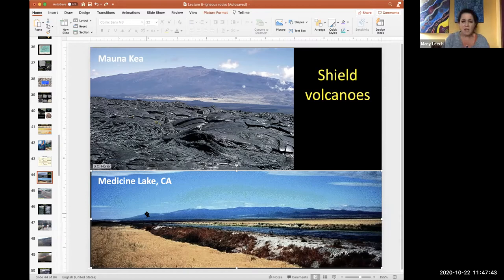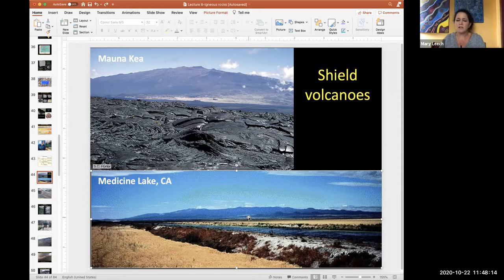It's spectacular. Even though I just said Medicine Lake or shield volcanoes erupt mafic lavas, there are spectacular obsidian and pumice flows on the Medicine Lake volcano. It's in a slightly different tectonic position. It's not an oceanic hotspot like Mauna Kea is. It's coming up through crust, so it's got a mixed signature. So don't worry about that.